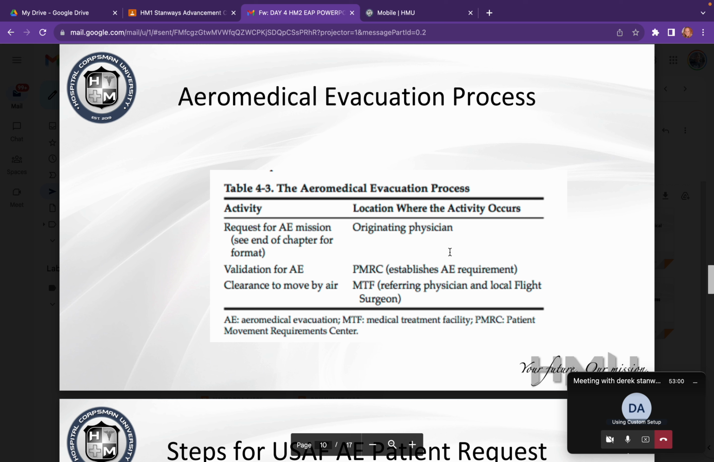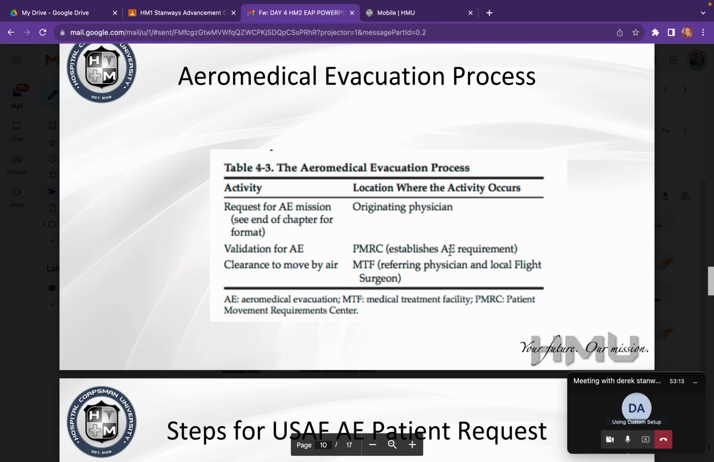So validation, PMRC, and then clearance moved by air: MTF, referring physician, and local flight surgeon. So again, once they get to that location, that flight surgeon comes to make sure that patient's cleared for flight, and then they'll push them forward.